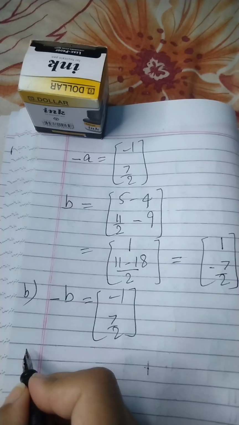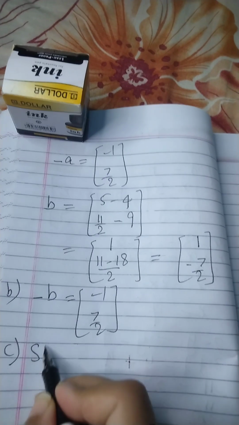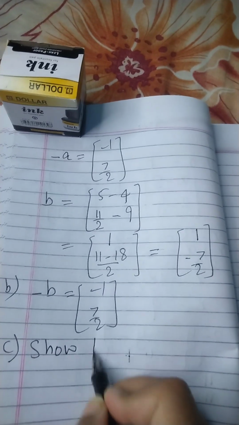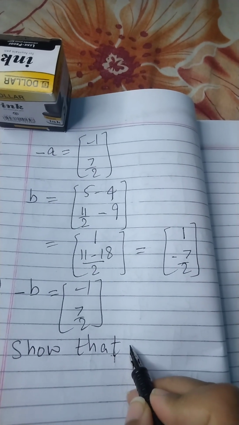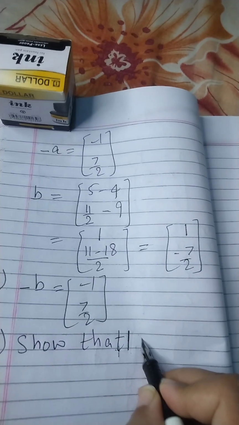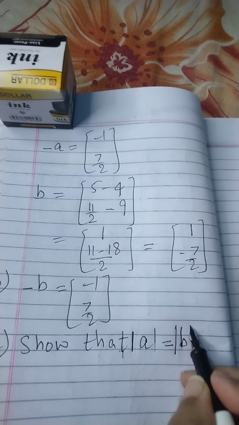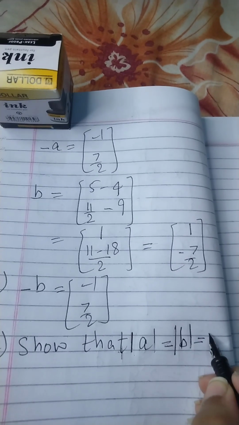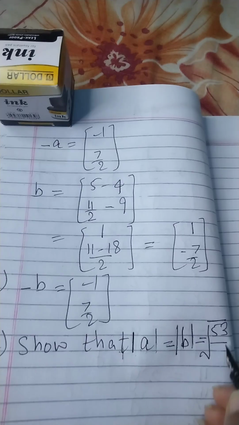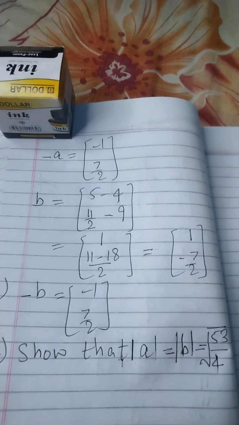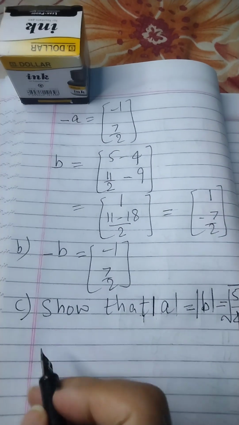Now the c part. First question, c part: show that the magnitude of a equals the magnitude of b equals root 53 over 4. So let's take out the magnitude of a.